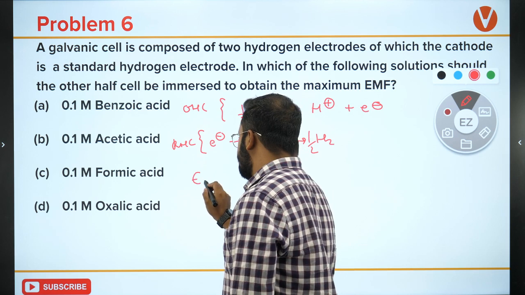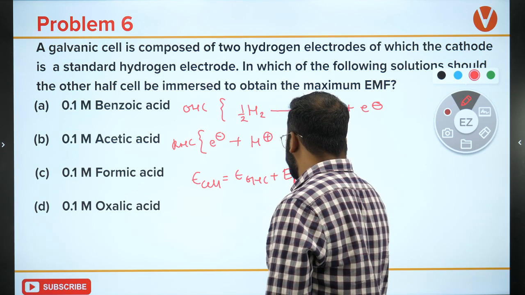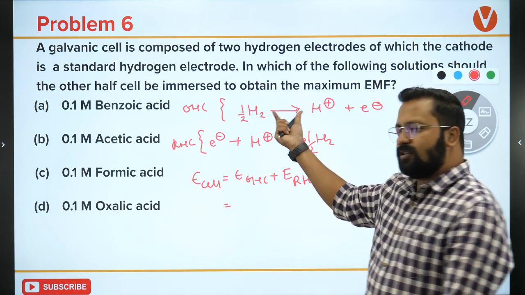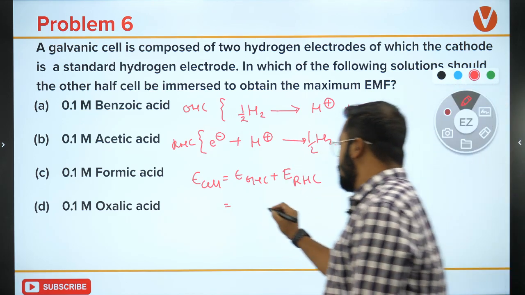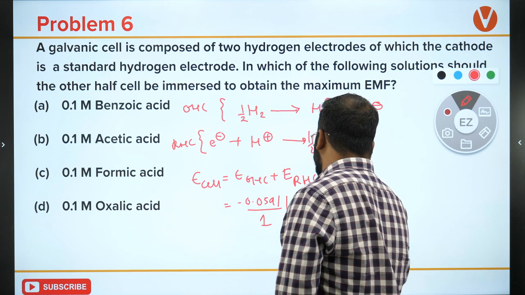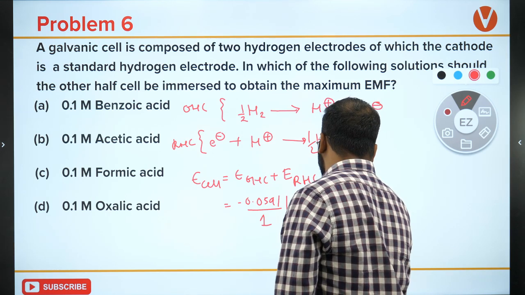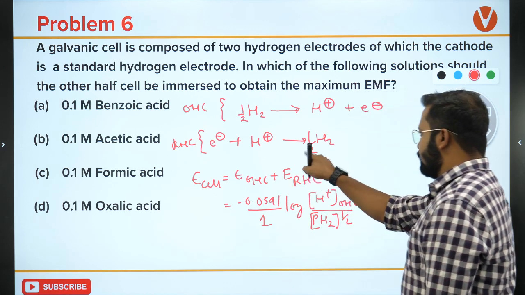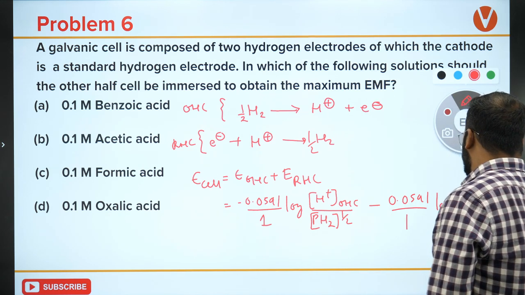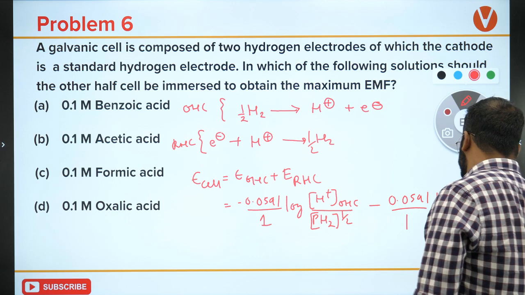Now when I write the E cell, it will be written as E for oxidation half cell plus E for reduction half cell. E for oxidation half cell will be written as E naught. E naught for this reaction is 0, E naught for this is 0, so we remove E naught. Minus 0.0591 by 1 log of H plus ion concentration in oxidation half cell upon pressure of hydrogen to the power 1 by 2. This will be written as minus 0.0591 by 1 log of pressure of hydrogen to the power 1 by 2 by H plus ion concentration in reduction half cell.